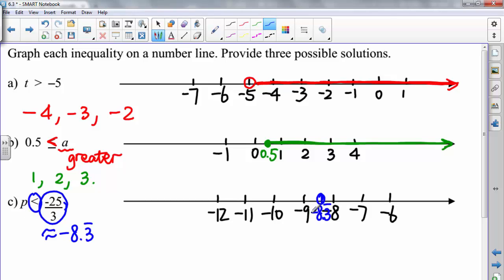For P is less than this blue number, P should be on the left side of negative 8.333. So I will shade the left side with blue all the way to the left. I will use an arrow sign to show the numbers can keep going to the far left. All the numbers in the region are less than negative 8.333 forever. So let's write out 3 possible solutions. You can write out negative 12, negative 11, negative 10.